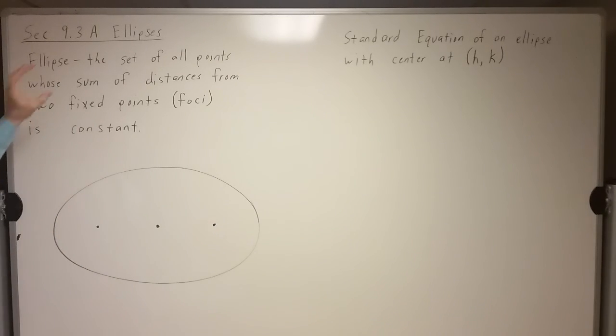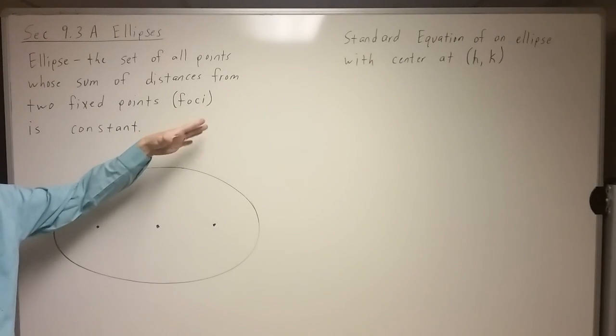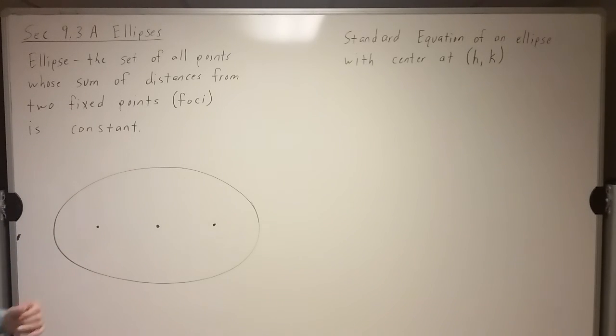So first off, how do we get this geometric shape? How do we get this ellipse to come up? So the definition of an ellipse is a set of all points whose sum of distances from two fixed points, which we call the foci, that's just the plural of focus. So focus is one, foci is more than one, is constant.